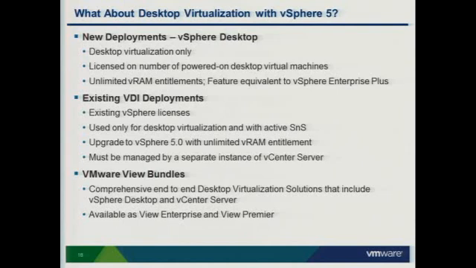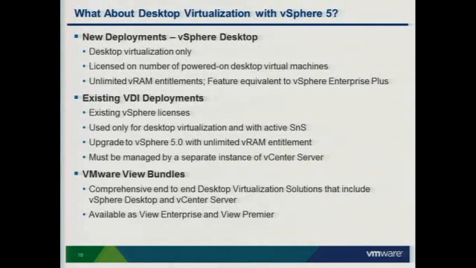The second consideration is for existing deployments. For existing deployments, if you have existing vSphere licenses that are used only for desktop virtualization and you have active SNS, you can upgrade to vSphere 5 with unlimited VRAM entitlements. Now, the one thing that's very important to keep in mind here is that those hosts that are running desktop virtualization only that fit this scenario must be managed by a separate, isolated vCenter server. This vCenter server cannot have any sort of server workloads running underneath it.